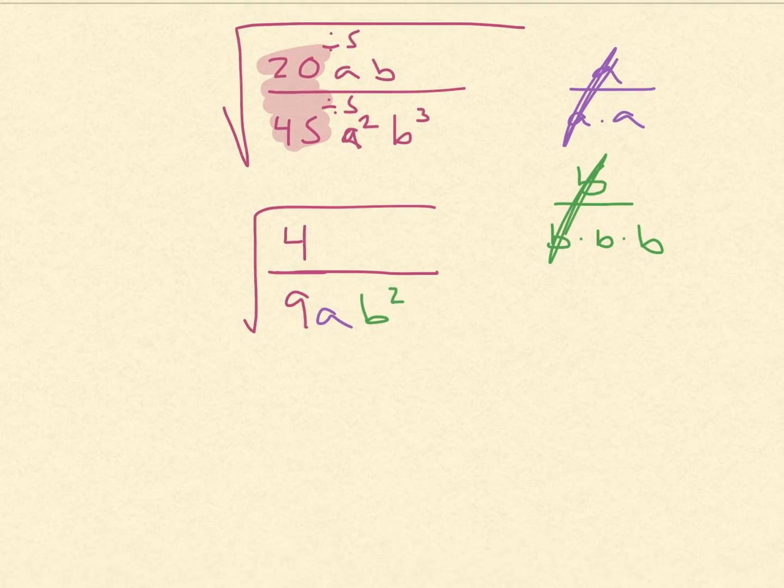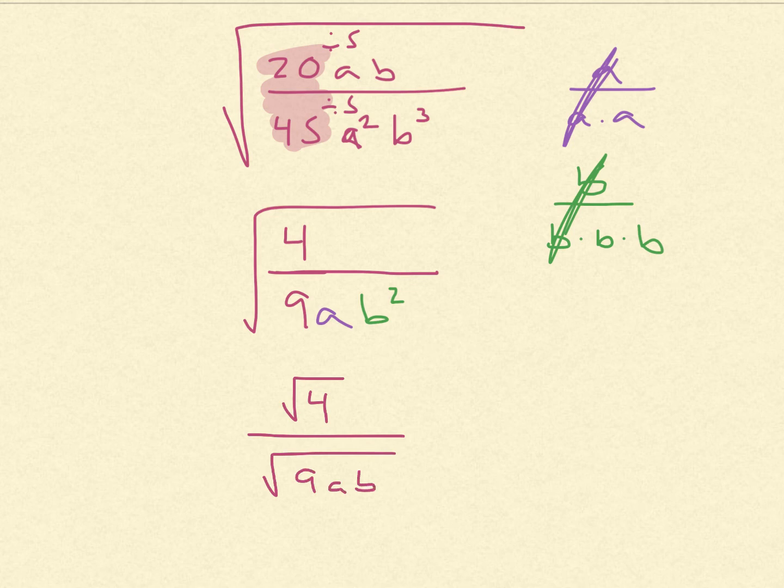So now let's see what else we can do. We still have a fraction here, so it would help if we break it back up into 2 radicals. So we're taking the square root of 4 and the square root of 9ab squared. So I broke it back up into 2.